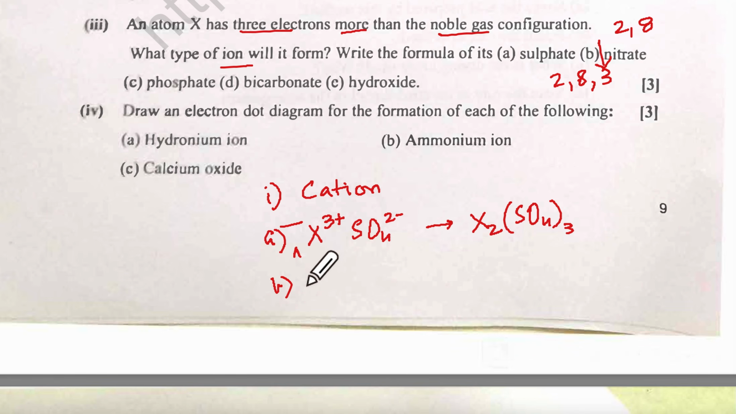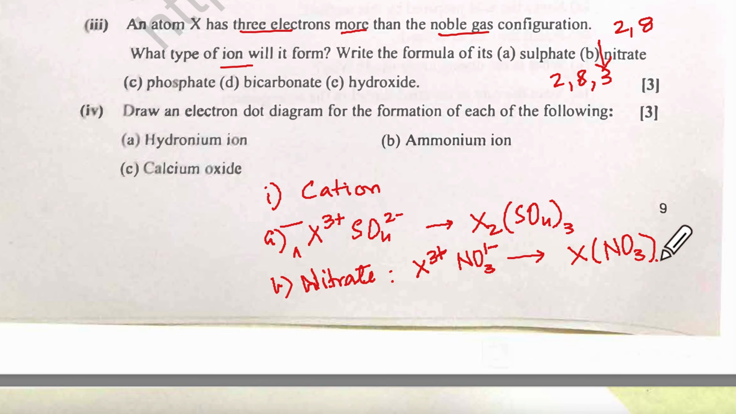B is nitrate. Nitrate is NO3 1 minus, and X is 3 plus. That will be X(NO3)3.